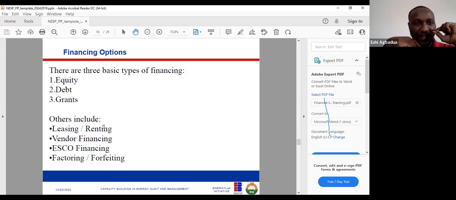We'll jump into financing. Financing a project is very critical. We all know that funding and capital are very important. And so there's a popular concept of opportunity cost: there's something else you want to use your money to do. Because of that, you might not have enough to deploy new projects or new energy and efficiency measures. So the other ways to get these finances are through either equity, debt, or grants. And there are also others, such as leasing, vendor financing, and so on and so forth.